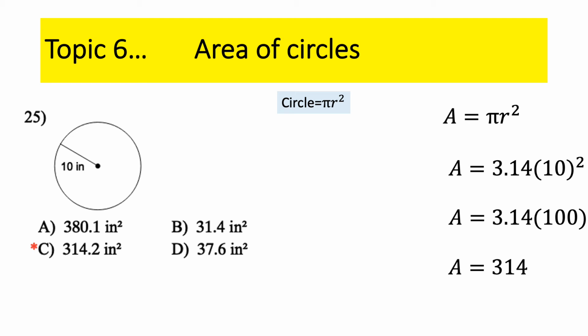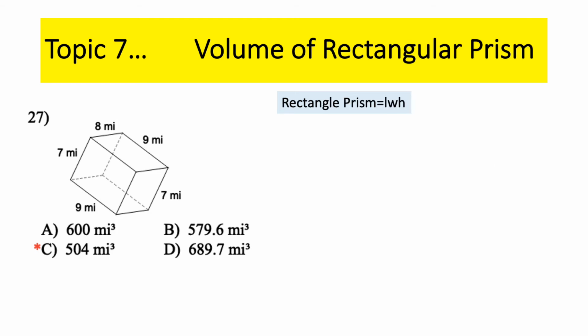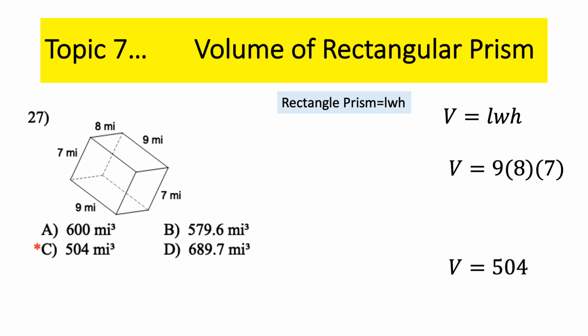Okay? All right. Next topic, volume. So a rectangular prism is length times width times height. So look at the top or the bottom. The length is 9 and the width is 8. The distance between the top and the bottom is 7. That is the height. So 9 times 8 times 7, really big number. Answer C.